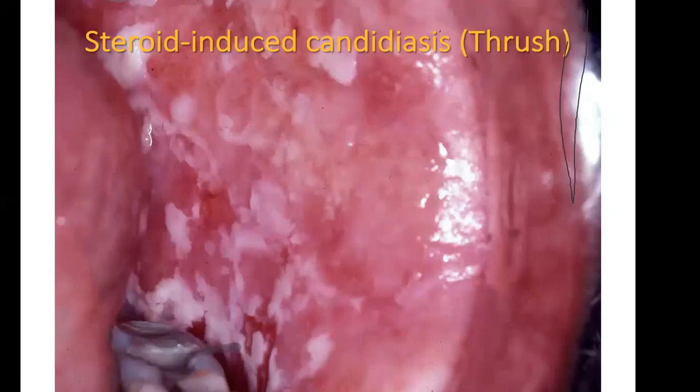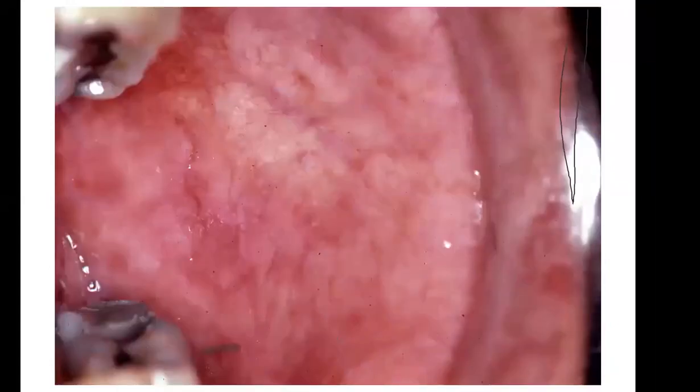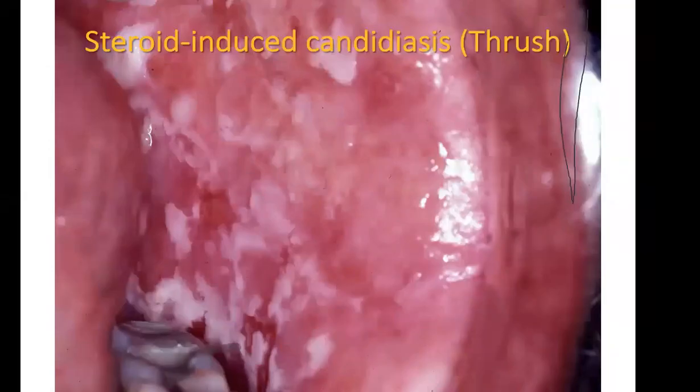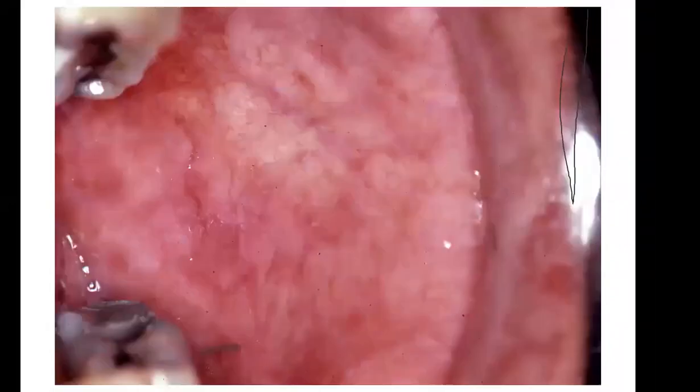And here's what happens when you provide steroids in patients with reticular lichen planus. It just results in thrush, and it makes the patient feel far worse than they were. When you give these patients antifungal medications, it just brings things back to normal. So bottom line is asymptomatic reticular lichen planus, do not treat them.